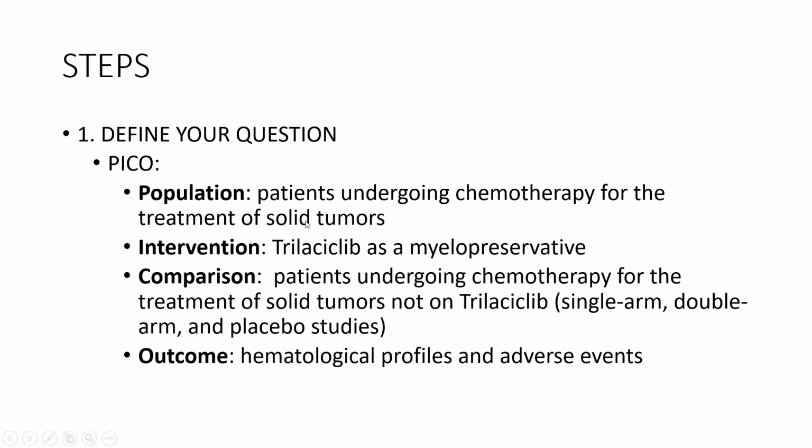So in the example that we've just went through, the population was patients who were undergoing chemotherapy for the treatment of solid tumors. The intervention was trilaciclib as a myelopreservative, and the comparison was patients undergoing chemotherapy for the treatment of solid tumors, but were not on trilaciclib. And the outcome was hematological profiles and adverse events, right?